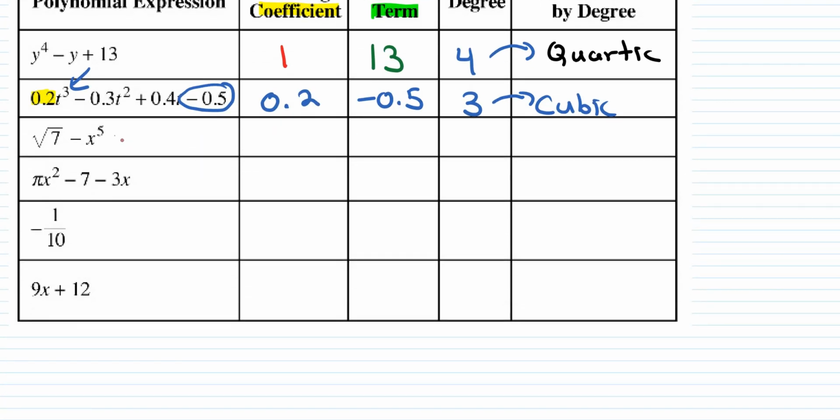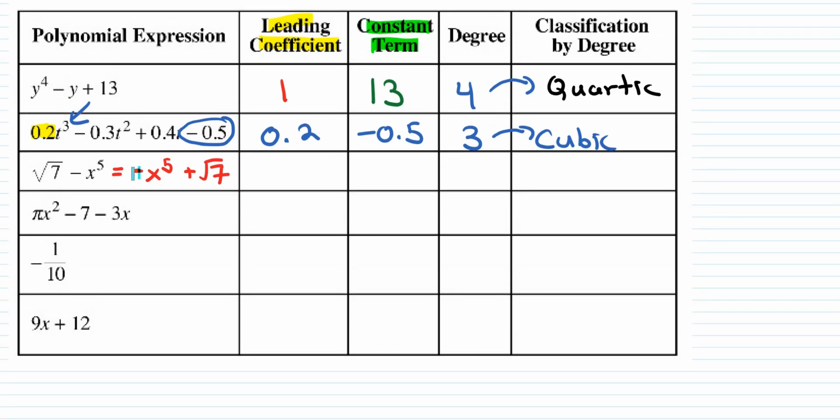Now for the third example here, I'm going to rearrange this as negative x to the power 5. Let's put the variables first, plus root 7. Okay, so what is the leading coefficient? The leading coefficient is just the number in front of the variable there. There's a negative sign there, so that means my leading coefficient is negative 1. The constant term is going to be the last term, which is root 7. And my degree here, well, since there's a 5 here, my highest power is a 5, right? So my degree will be 5. And just for general knowledge here, a degree of power 5, we call that a quintic function. And once again, that's just for general knowledge there.